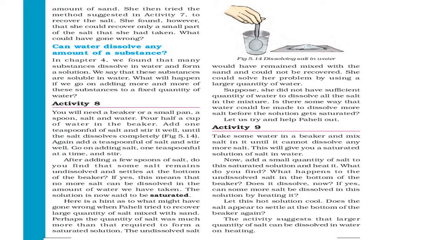What you have to do? You have to pour half a cup of water in the beaker, add 1 teaspoonful of salt and stir it well. Then you have to go on adding salt and continuously stir. After some time, what do you find? You find that you cannot add any more salt in that water.